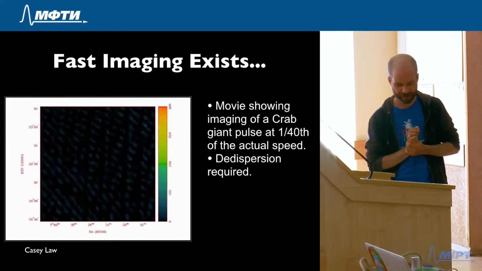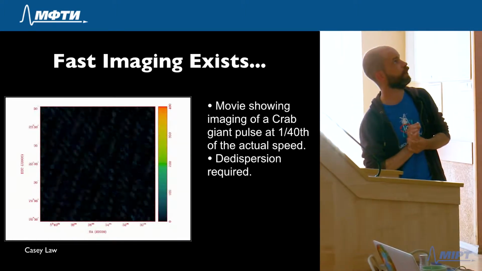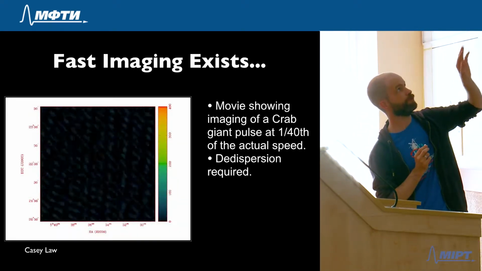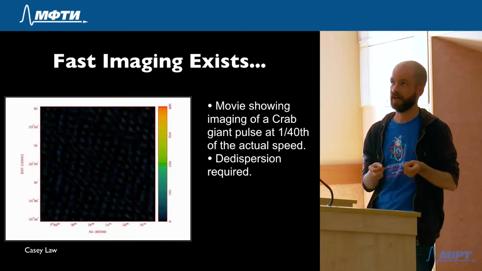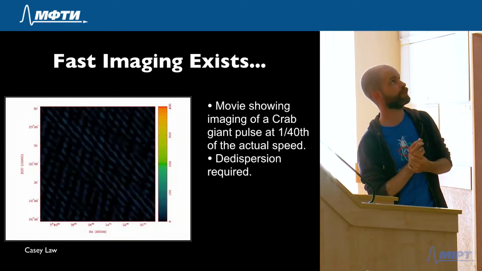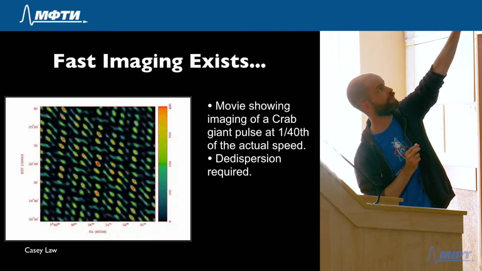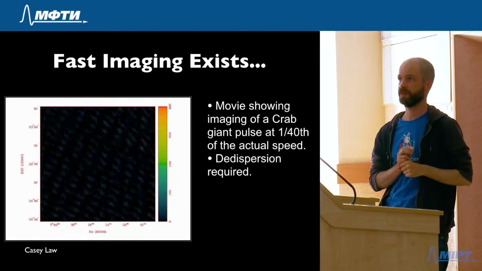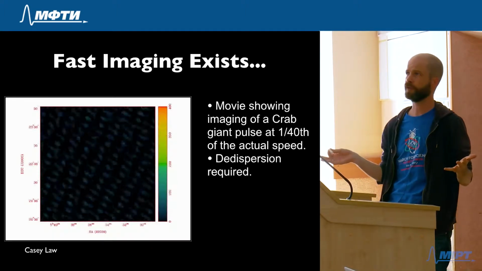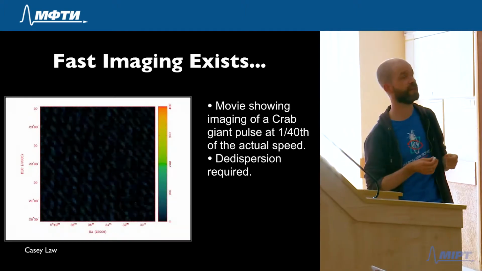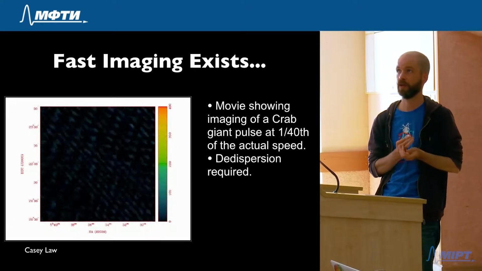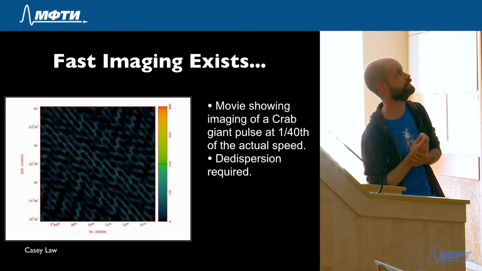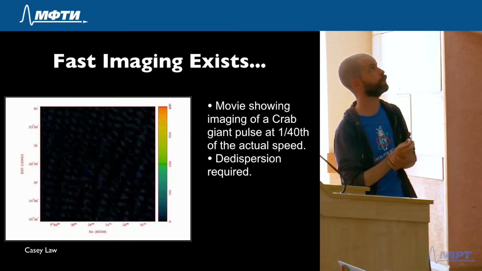And this is a nice illustration from Casey Law, who works at UC Berkeley. What he was able to do is record data at a very, very high rate and look towards the Crab pulsar. And what you see is, once per loop of this film, you can see a giant pulse from the Crab pulsar. The Crab pulsar is very young. I think you guys know that it's about 1,000 years old. It produces these giant pulses, which are the brightest radio pulses that we have detected to date, besides the fast radio bursts, which are more luminous.